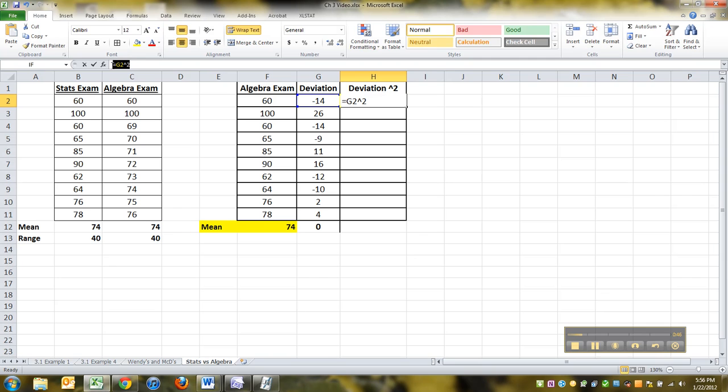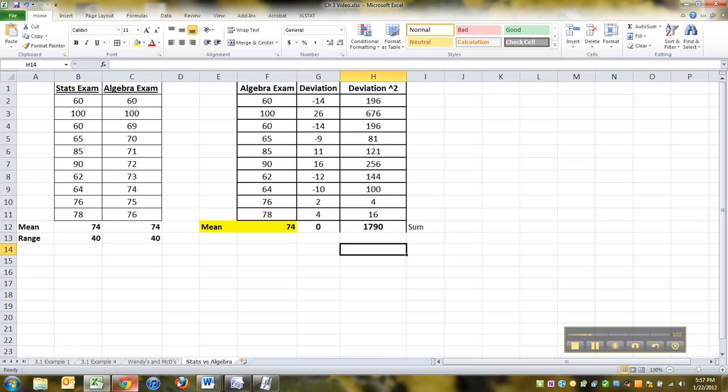So what I did was I took cell G2, which is that negative 14, and I put caret 2. Caret is above your 6. You have to do shift 6, 2, and that squares it. I'm going to go back up in that cell, make the handle, and fill it down the column, and there you go. There are all the squared deviations. Now I can add these up. I'm going to sum them, and I get 1790.